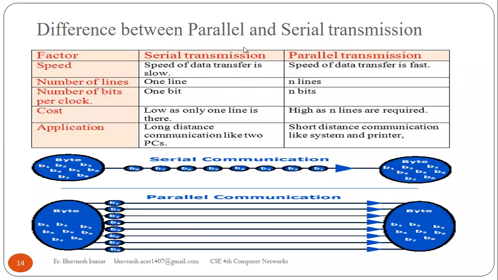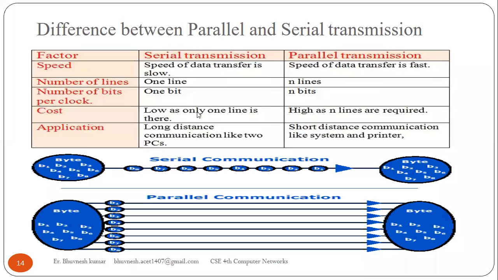Next is the difference between parallel and serial transmission, already explained. In serial transmission, the speed of data transfer is slow because it sends one bit at a time, one by one. Parallel speed of data transfer is fast compared to serial. Number of lines: in serial transmission only one line, one medium is used, but in parallel transmission n lines are used. Number of bits per clock: in serial, one bit at a time; in parallel, n bits at a time.